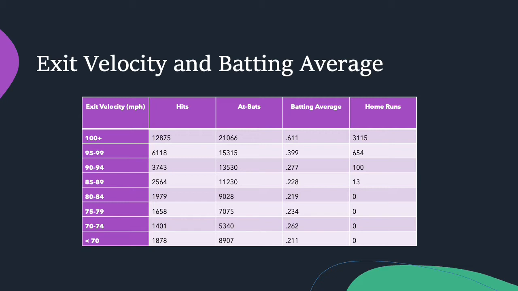Take a look at the following table to see how exit velocity relates to batting average. This data is used from the 2015 Major League Baseball season. As you can see, the higher the exit velocity, or the harder the ball comes off the bat, the higher the batting average. Also, the harder you hit the ball, the more likely you are to hit a home run. Anything less than 85 miles an hour off the bat did not result in a home run for the 2015 season. So, it's safe to say that the harder you hit a ball, the more likely you are to get a hit, and the more likely you are to hit a home run.